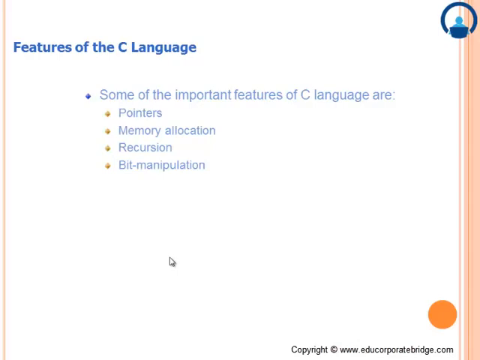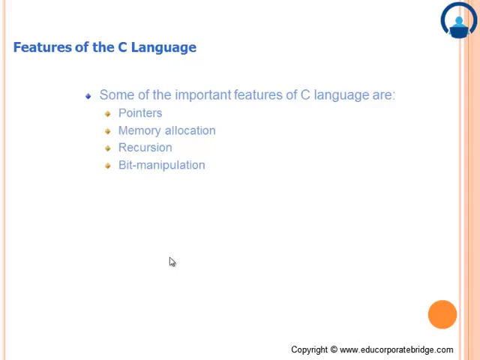Memory allocation: in almost all programming languages, memory is assigned to a variable name at the time of declaration. C language also allows the dynamic allocation of memory. That means the program itself can request the operating system to release memory for the use of the program at the time of execution. This concept is called dynamic memory allocation. Recursion: when a function calls itself, that is called recursion. We are going to see this concept in detail later on.